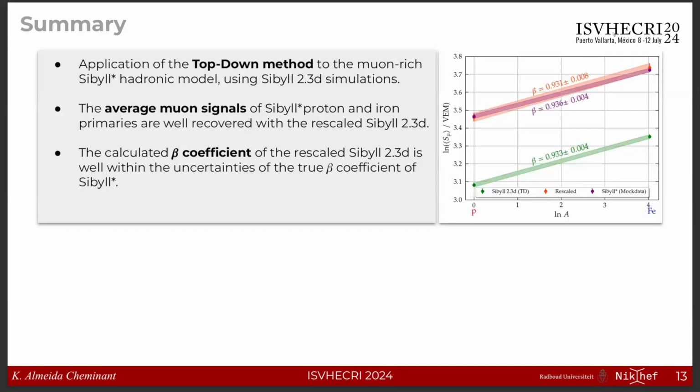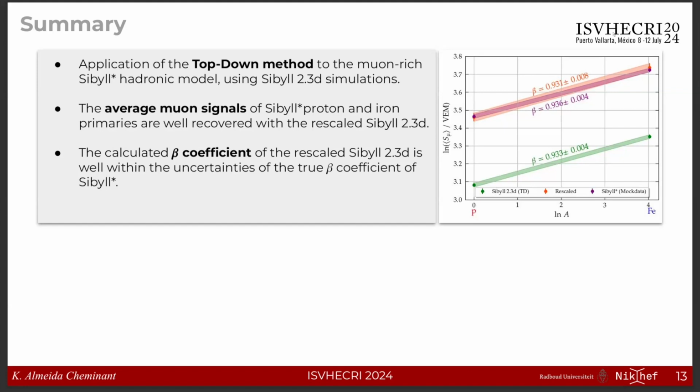So to summarize, this application of the top-down method was used on the target hadronic model using CORSIKA 2.3D to try to match the mock-up dataset from the target model. We see that the average muon signal of the target model is well recovered once we rescale CORSIKA 2.3D. And also, as a byproduct, this Heitler-Matthews coefficient is also retrieved, and yeah, within the uncertainties of the quantities of the models that we have.